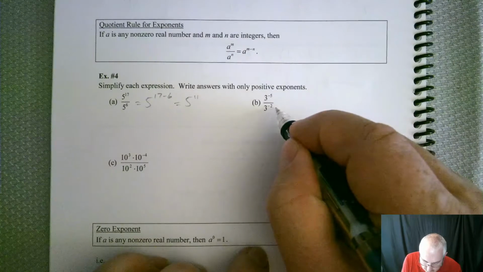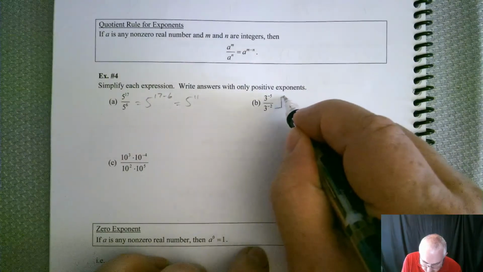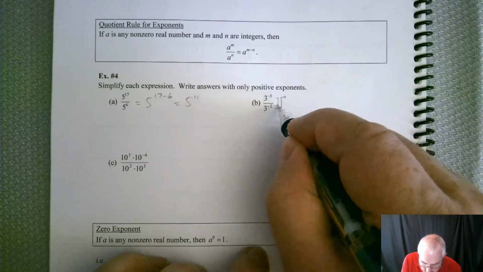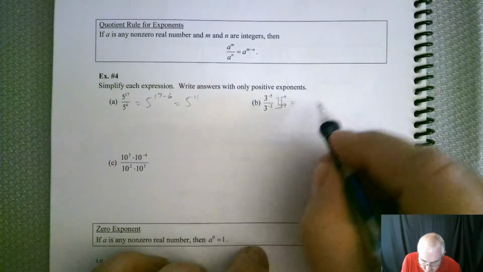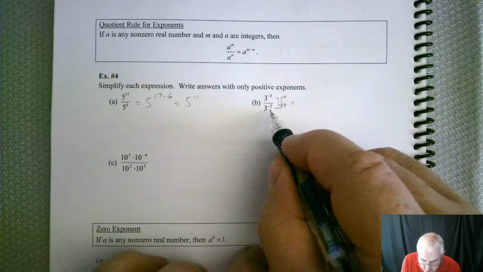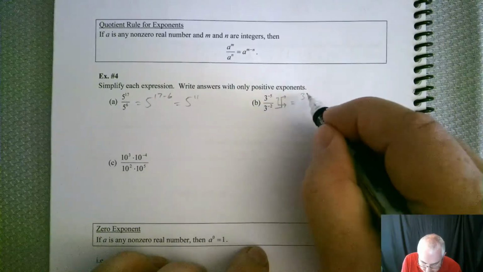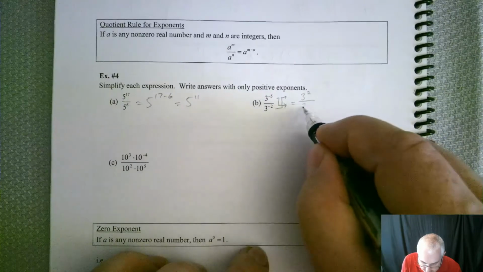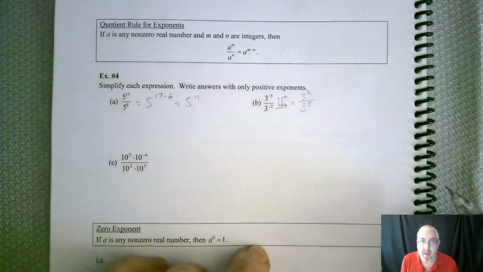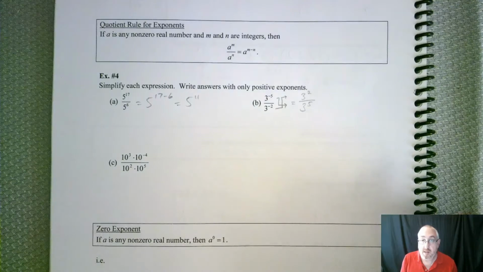Some of you might say, well, I don't like the negatives. I'm going to get rid of those first. So I'm going to do my little swap with these. The 3 to the negative 2 is going to go up to the top and become a positive 2. 3 to the negative 5 in the top goes down to the bottom and becomes a positive 5. All right, so that's step one.